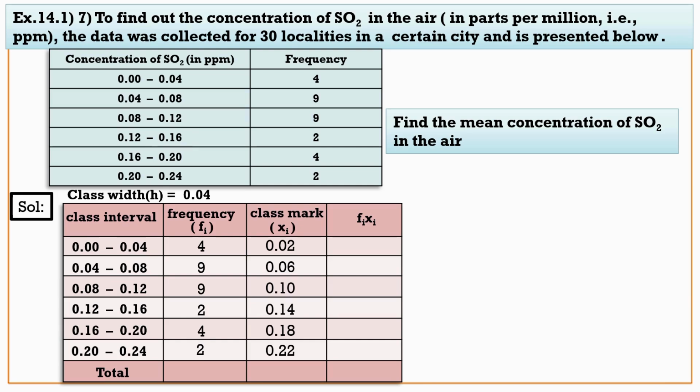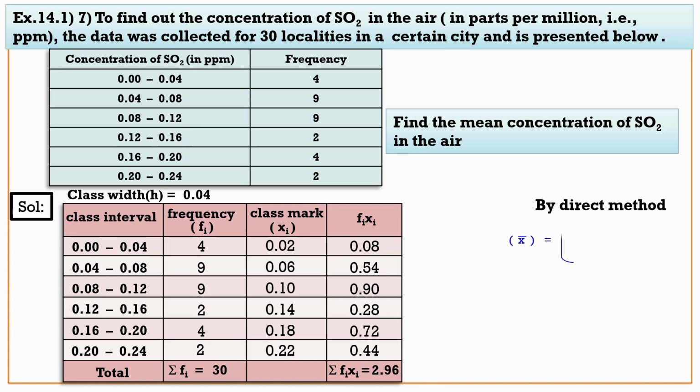Now we need to find out fixi. That means we have to multiply 4 with 0.02. In this way, subsequently, we have to multiply. So now let's fill this table. At the end, we need to find the summation of fi, that means adding all the fi. And then finally summation of fixi means we have to add all the fixi values.